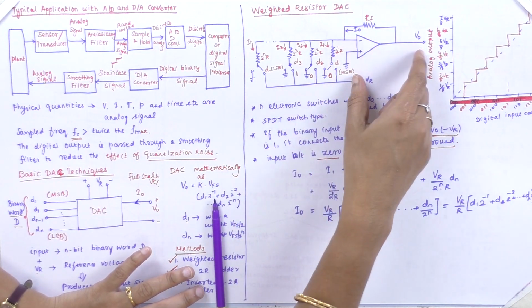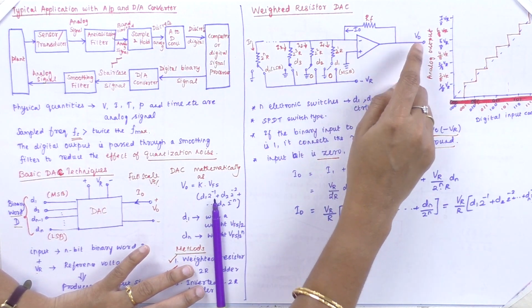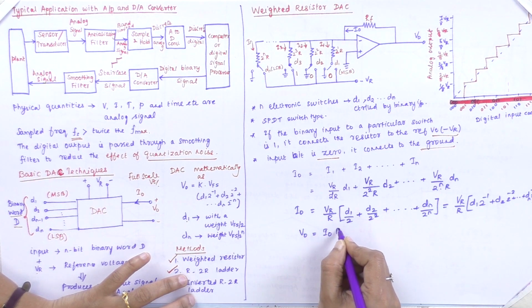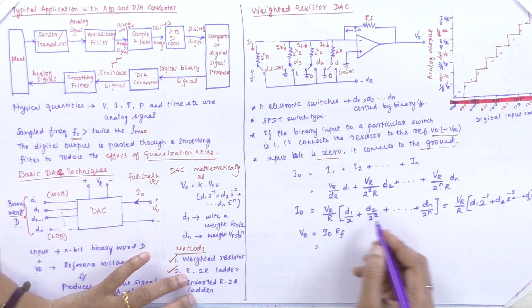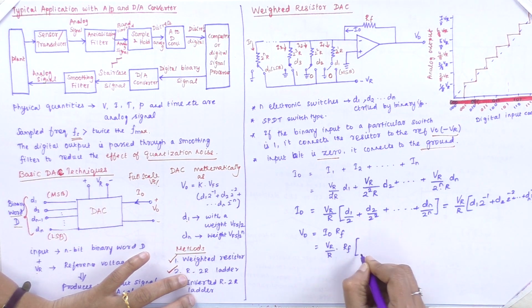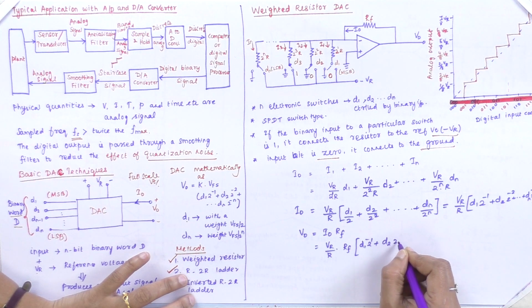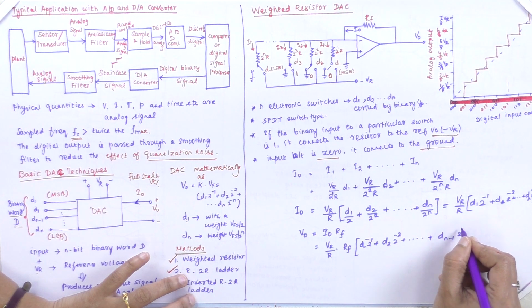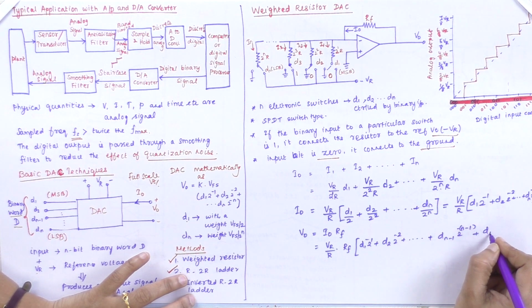Now I have to find the output voltage. So I can write that the output voltage is equal to I0 into RF. This I0 value is equal to VR by R into that expression. So I can write it as RF times D1 2 power minus 1 plus D2 2 power minus 2, like that, and for Dn minus 1 it is 2 power minus (n minus 1), plus Dn 2 power minus n.